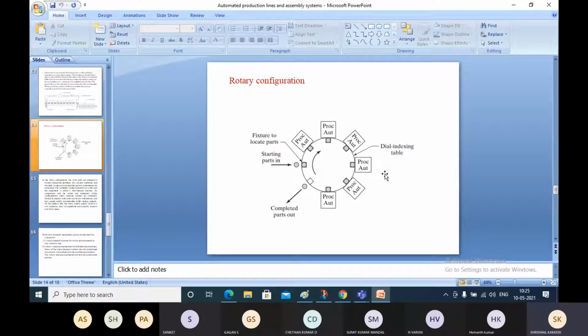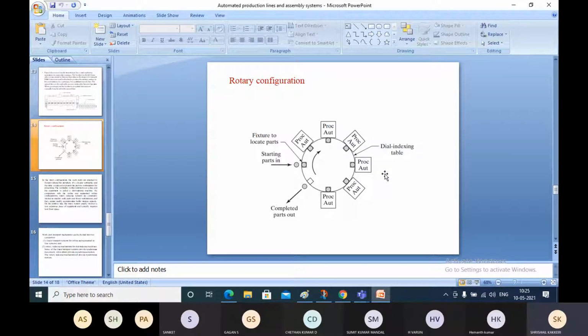The third one: wherever even the small components are there and the workstations are maximum, at that time it may not be possible to have rotary indexing table systems. This is what the features of the rotary indexing tables are.